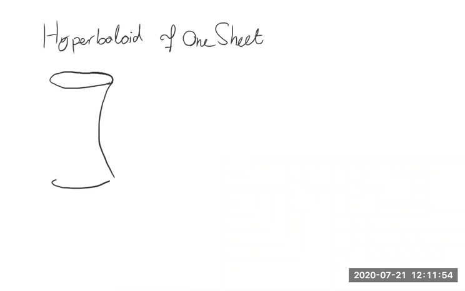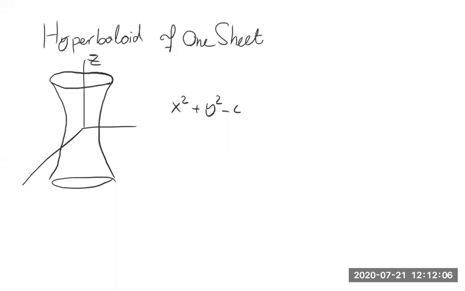Of one sheet. So if you remember, it's something which looks like this. And the equation was, for this one, this is in direction of z, it's extended in direction of z. The equation was x squared plus y squared minus z squared equals 1. Okay, this equation actually is written in rectangular coordinates.